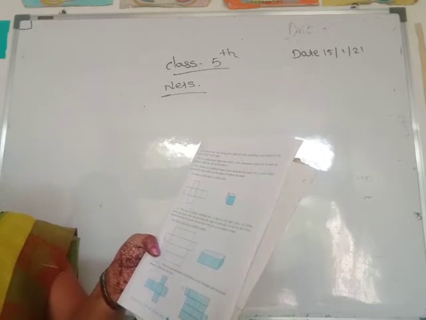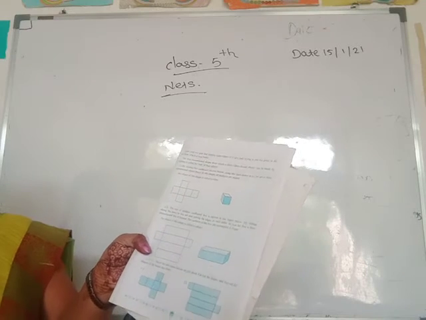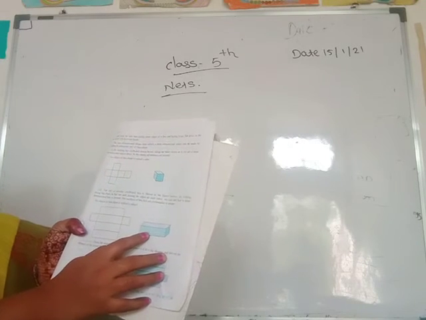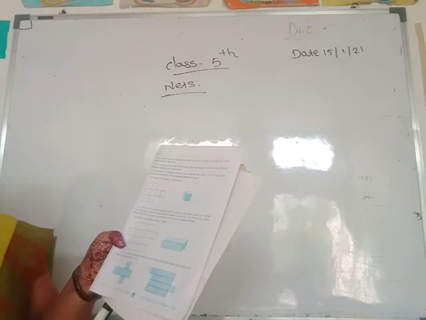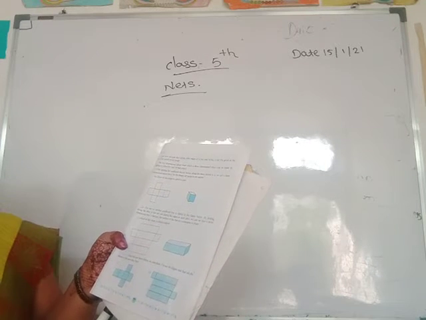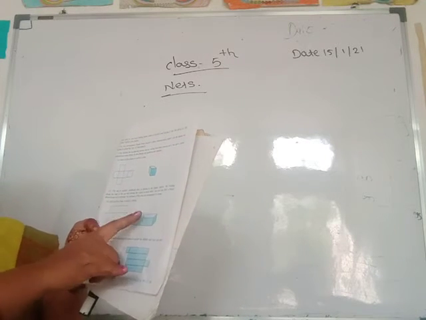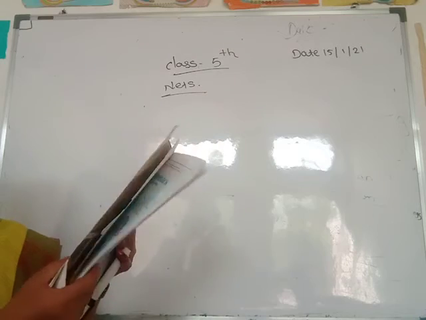The surfaces of this box are rectangular in shape. An object of this shape is called a cuboid.